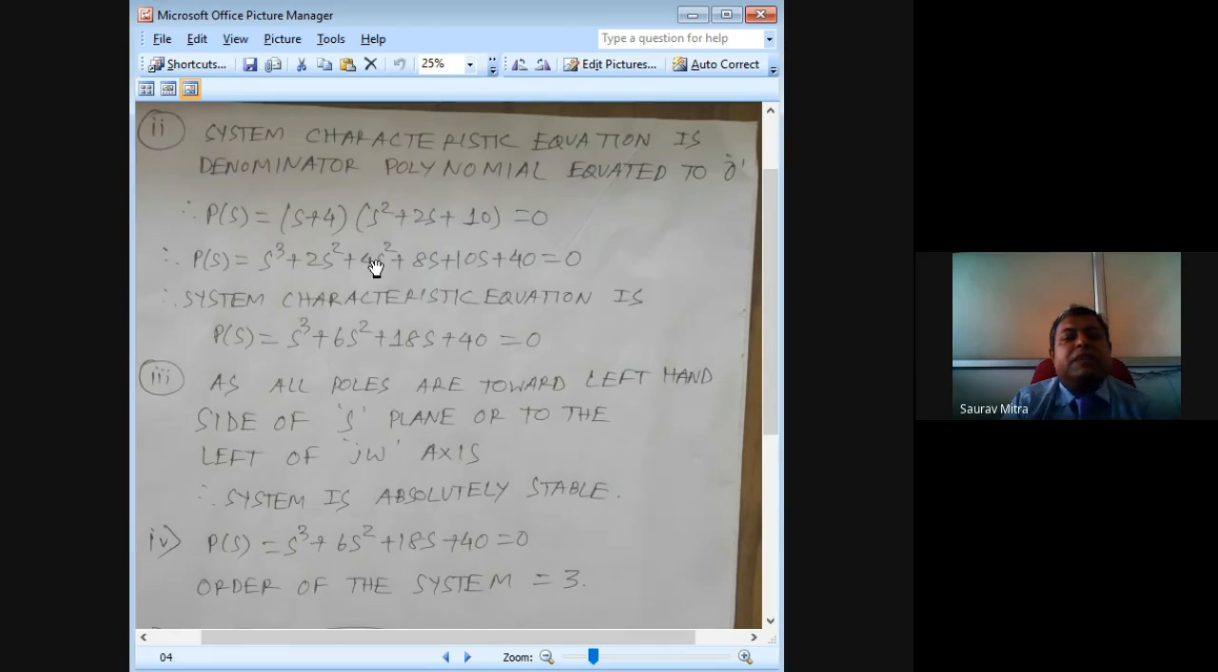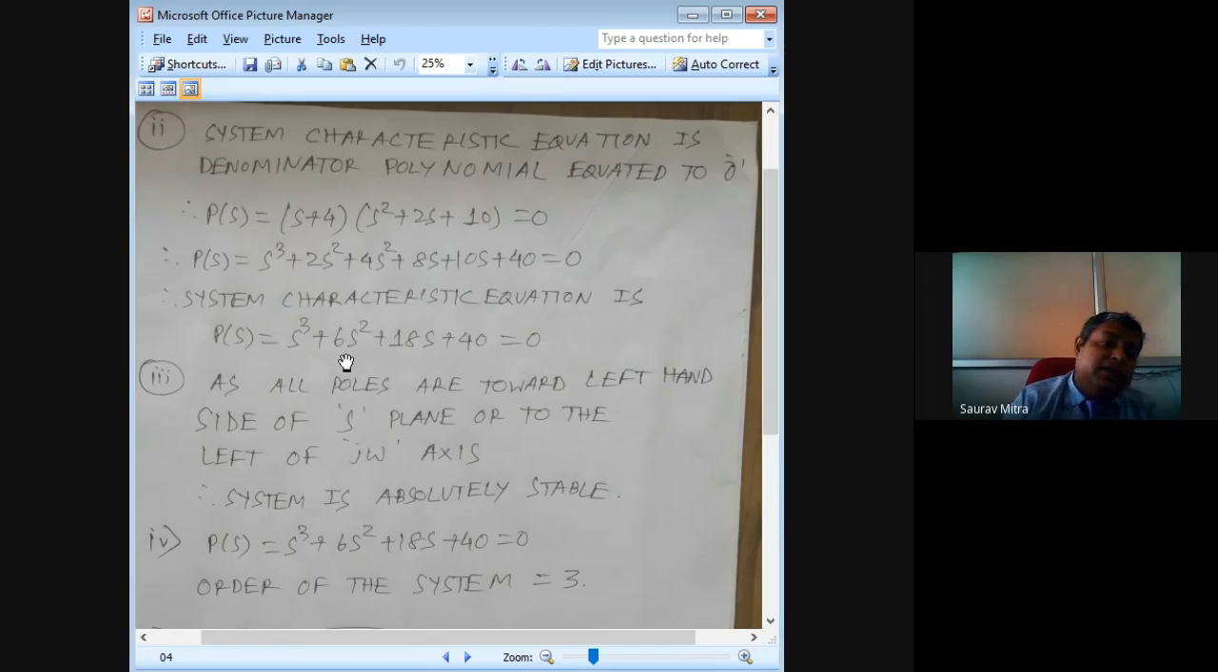Or if you multiply it and show it in terms of a polynomial, that will also do. Multiply this with the first term, so you get s cube plus 2s square. And this is 4s square plus 8s, and then this is 10s plus 40. If you rearrange it, what you find is s cube plus 6s square plus 18s plus 40. Okay, so this is the polynomial and that is equal to 0.